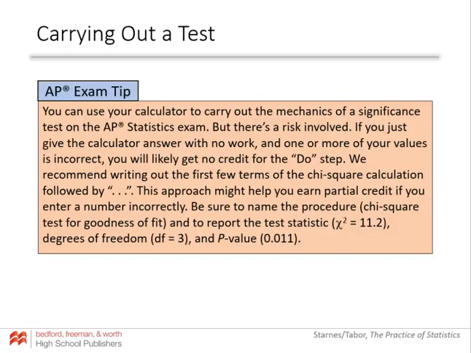So we can say we do have convincing evidence that the birthdays are not uniformly distributed across the 4 quarters of the year. All right, so always a reminder about the calculator. If you choose to use it, totally fine, as long as you make sure you write things down. Okay, so report the test statistic, the degrees of freedom, and the p-value.